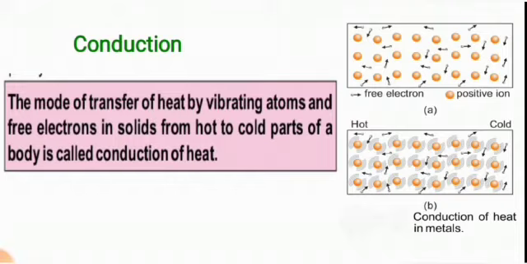So from this, we can say that the mode of transfer of heat by vibrating atoms and free electrons in solids from hot to cold parts of a body is called conduction of heat. Students, all metals are good conductors of heat. The substances through which heat does not conduct easily are called bad conductors or insulators. Wood, cotton, wool, glass, rubber, all of these are bad conductors, or you can say that these are insulators.